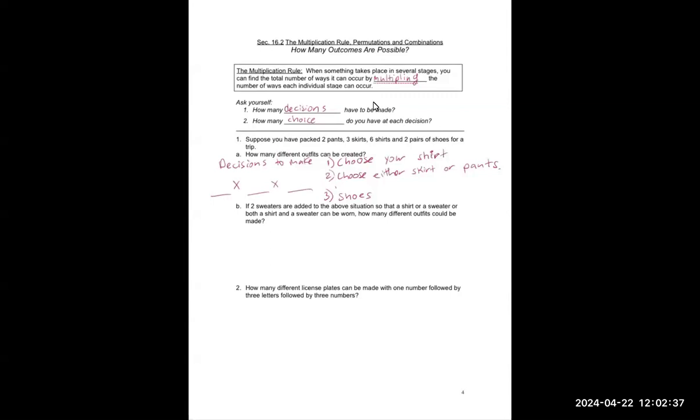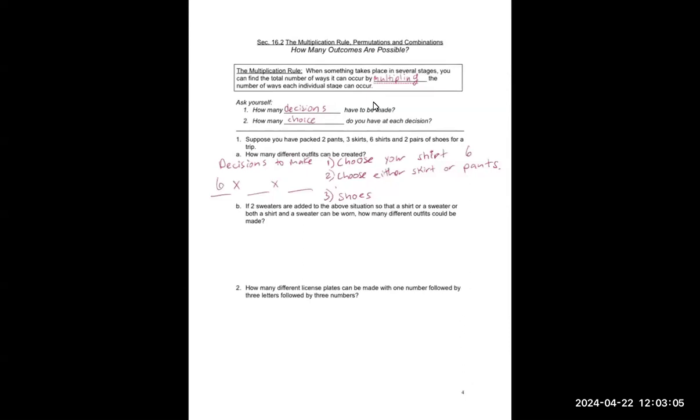Okay. So I may have misspoken earlier when I said how many decisions do you have to make. That's the number of numbers we're multiplying together, right? And then how many choices determines the numbers themselves that we are multiplying together. So for number one, it says you choose your shirt. Well, how many different shirts do we have to choose from? Six. So that first number is six. I'm going to multiply six times.